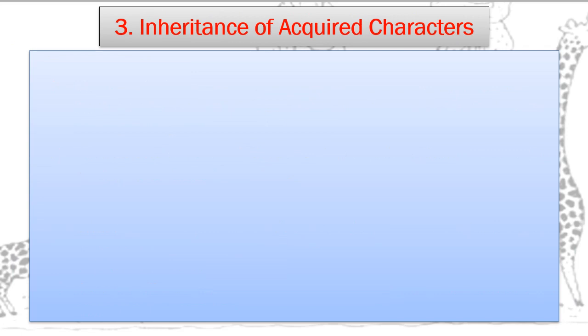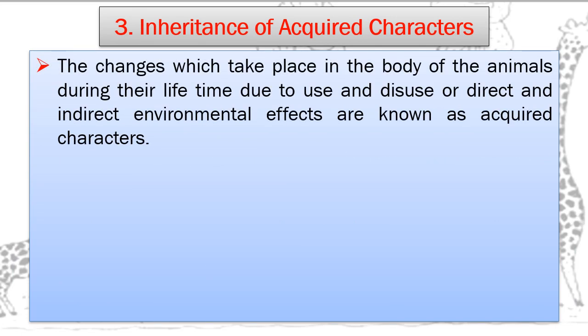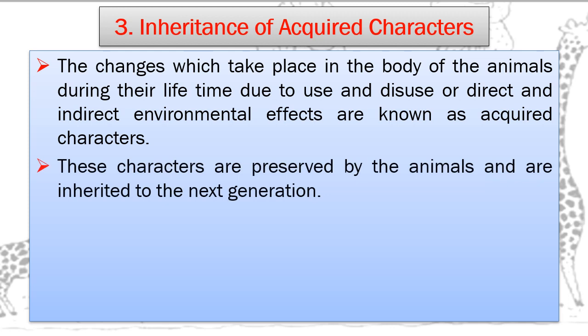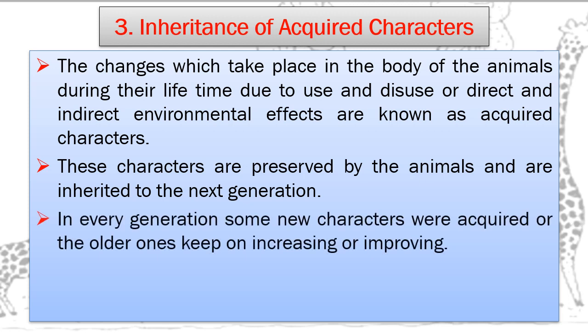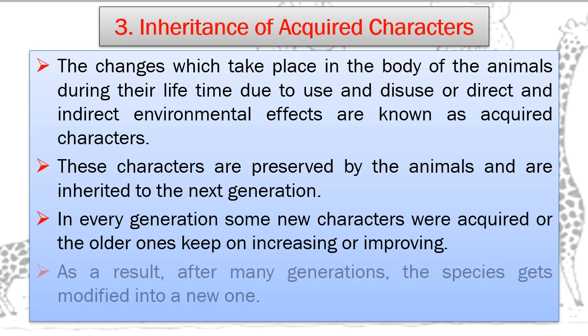The third postulate is inheritance of acquired characters. The changes which take place in the body of the animals during their lifetime due to use and disuse or direct and indirect environmental effects are known as acquired characters. These characters are preserved by the animals and are inherited to the next generation. In every generation, some new characters are acquired or the older ones keep on increasing or improving. As a result, after many generations, the species gets modified into a new one. So this is basically the definition of Lamarckism which we studied earlier.